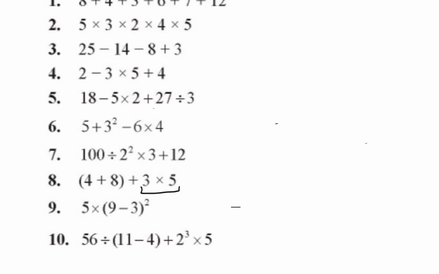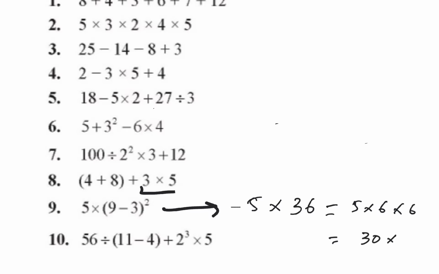Now let's do the next one. This one. What is the first operation? Parentheses. What is 9 minus 3? 6. What is 6 squared? 36. So this is 5 by 36. And how will I do 5 by 36? Well, I will do it like this. 5 by 6 by 6, because 6 by 6 is 36. 5 by 6 is 30. 30 by 6 is 180. And this is the result.